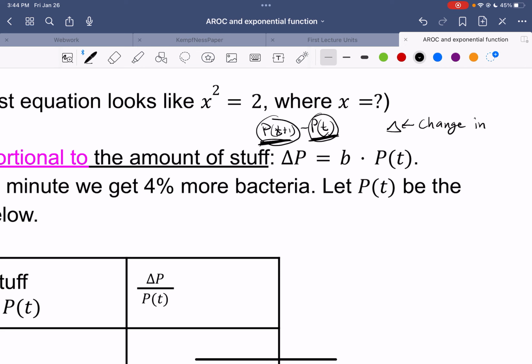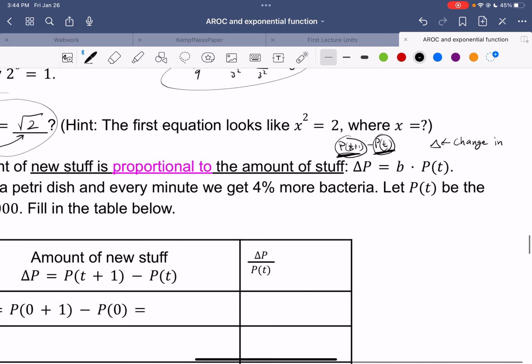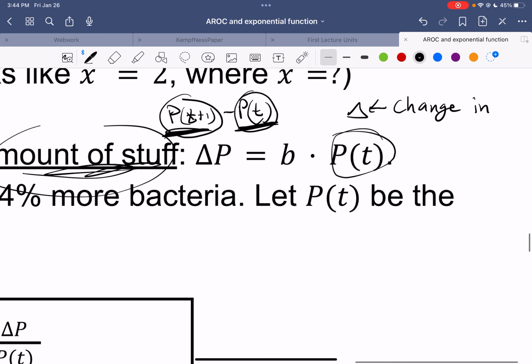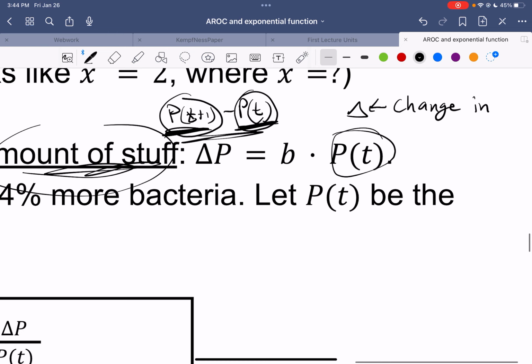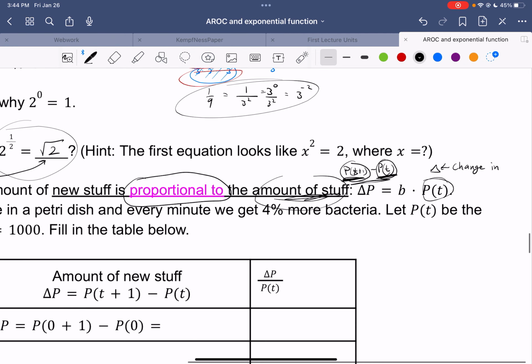So the change in population is proportional to the amount of stuff. If I'm talking about population, the amount of stuff is the current population. The amount of new babies you can have is proportional to the amount of people you currently have. The amount of new bacteria you can have is proportional to the amount of bacteria you currently have. See what I'm saying? Okay, so what does proportional to mean?